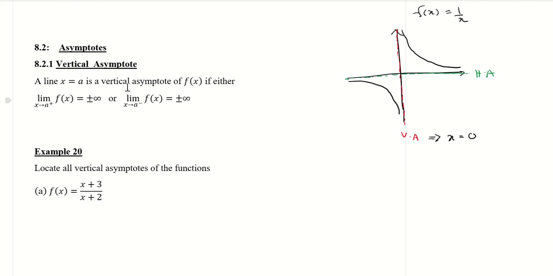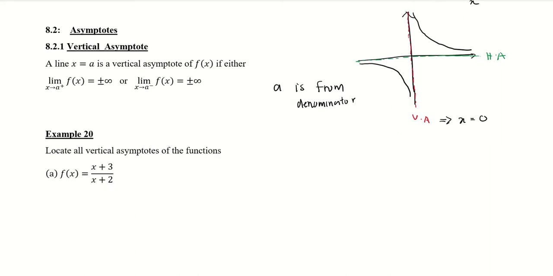So the problem is, what is a? Dari mana datangnya a ni? So a comes from the denominator. Alright, to get more understanding, we're going to discuss an example here.